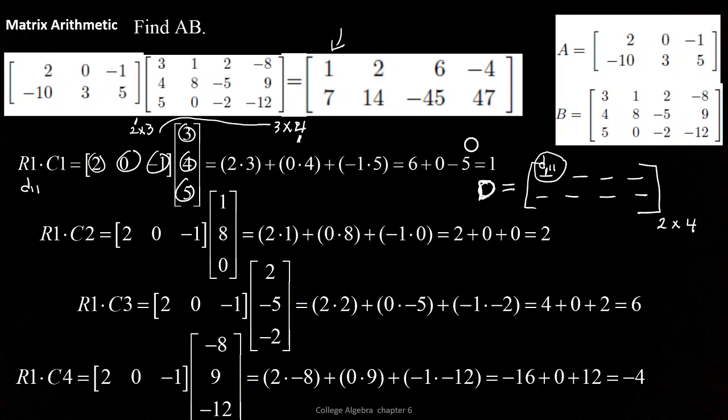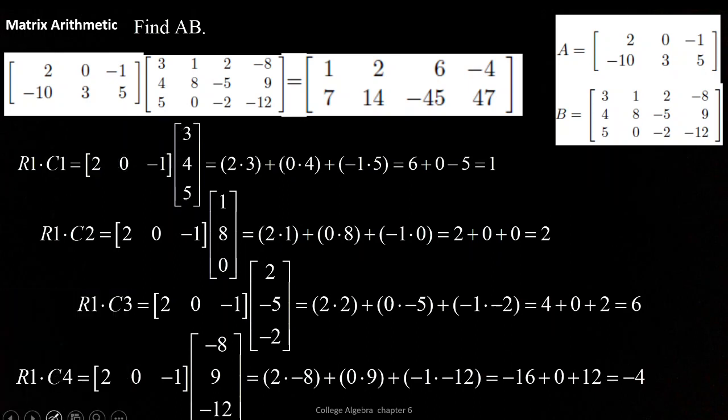And then we get the second one. This is D, row 1 and column 2, right? We can get it by taking row 1 from the first matrix and multiplying it by column 2 of the second matrix. The same way: 2 times 1, 0 times 8, -1 times 0, and add them. All right, so that's the idea. That's how we do it.